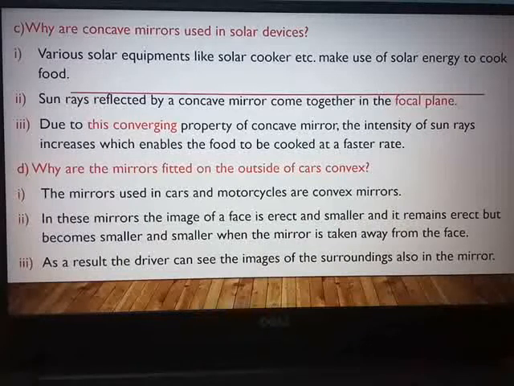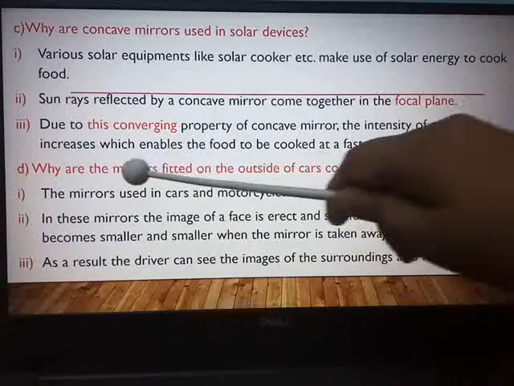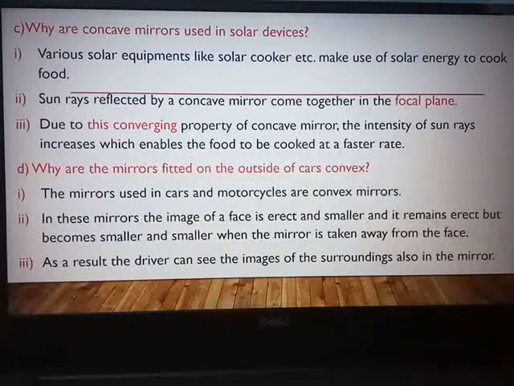We move on to the next question, that is question number 1D. Why are the mirrors fitted on the outside of the cars convex?